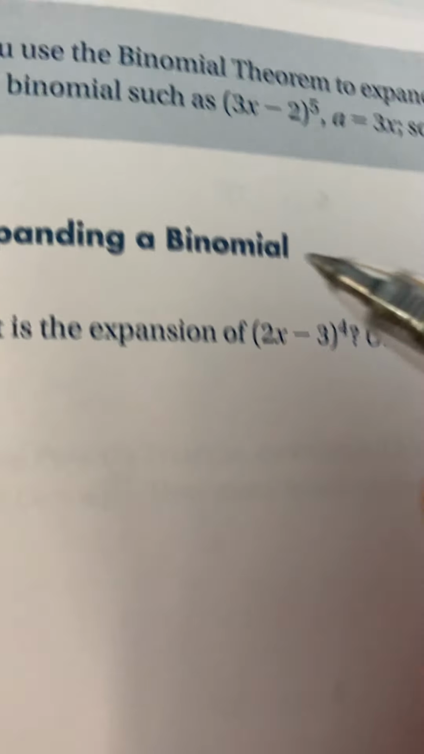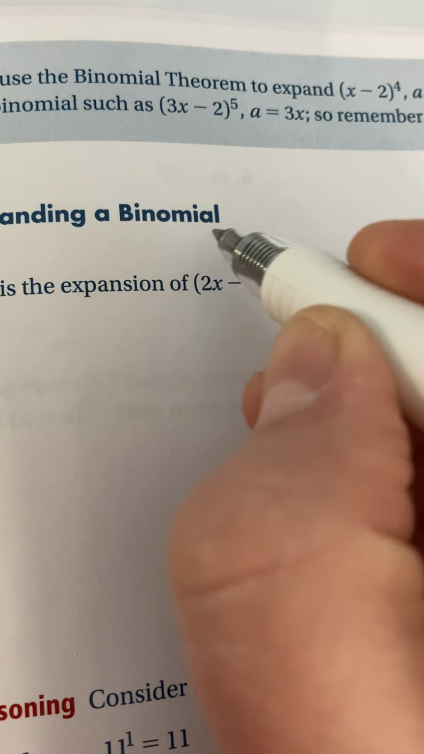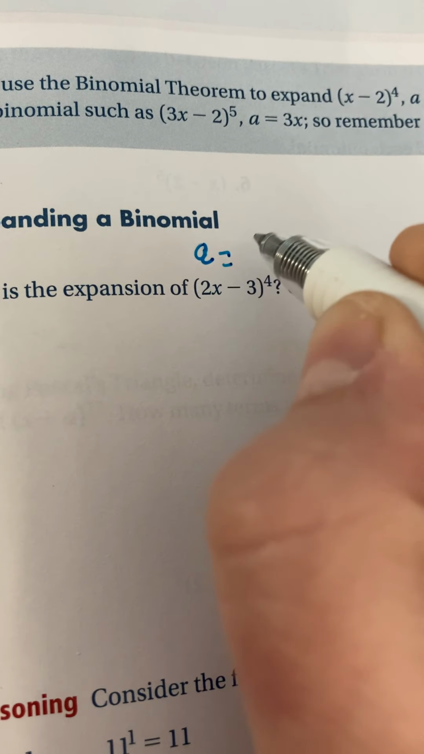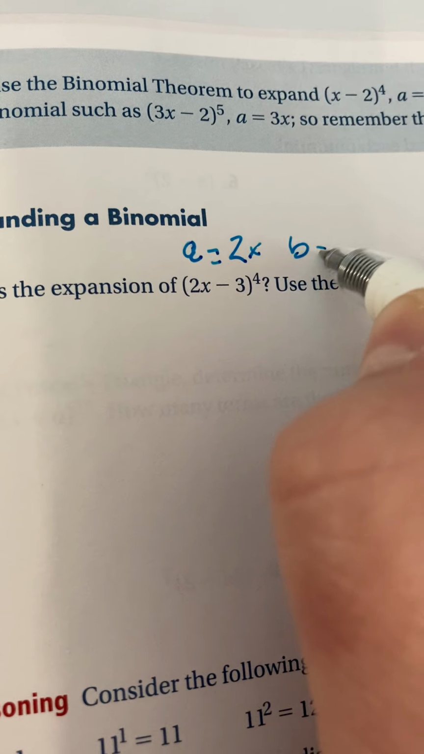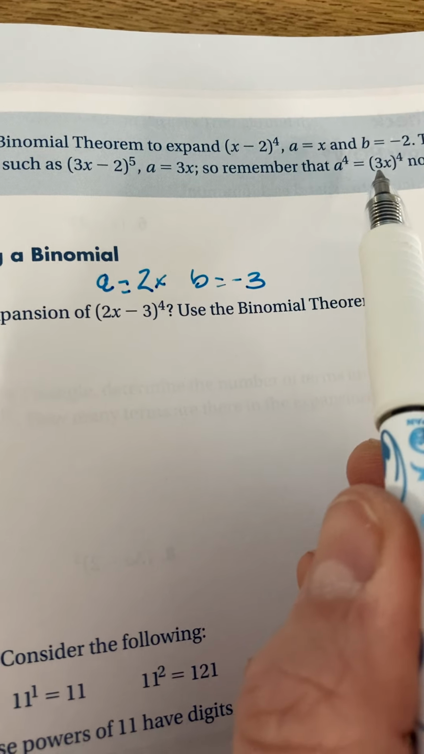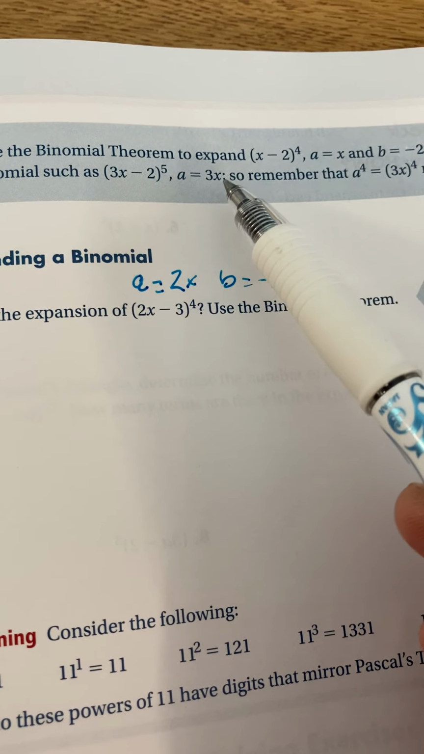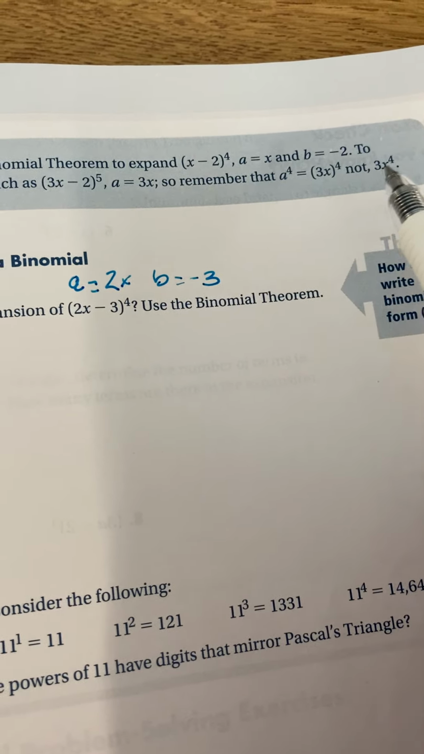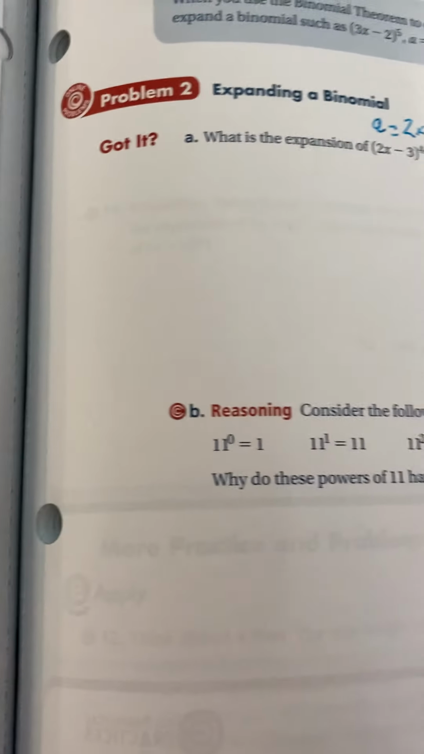All right, so again, you can read up here if you want. In this case right here, your A, which is what they refer to in the problem, is your 2x, and your B is the -3, okay? And they explain that up here too, that your A is going to be the 3x, and then your B is going to be your -3.